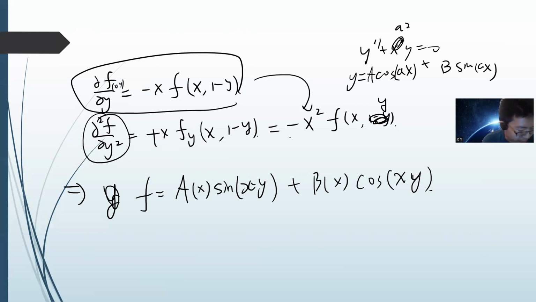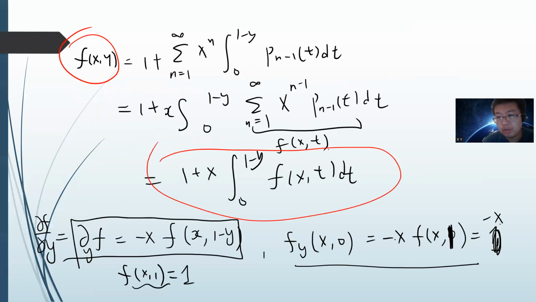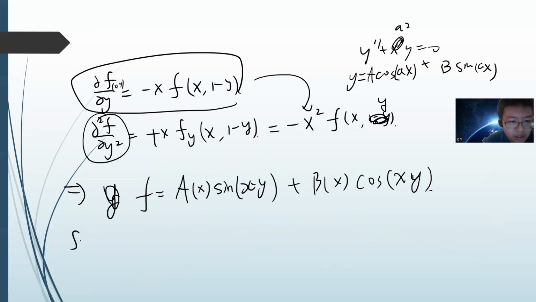Oh, very difficult. Okay, so now what should we do? We just plug in whatever we have, right? So we have f_y(x, 0) equals minus x, and f_x(x, 1) equals 1. Okay, so let's consider f_x(x, 1) equals 1, and f_y(x, 0) equals negative x.